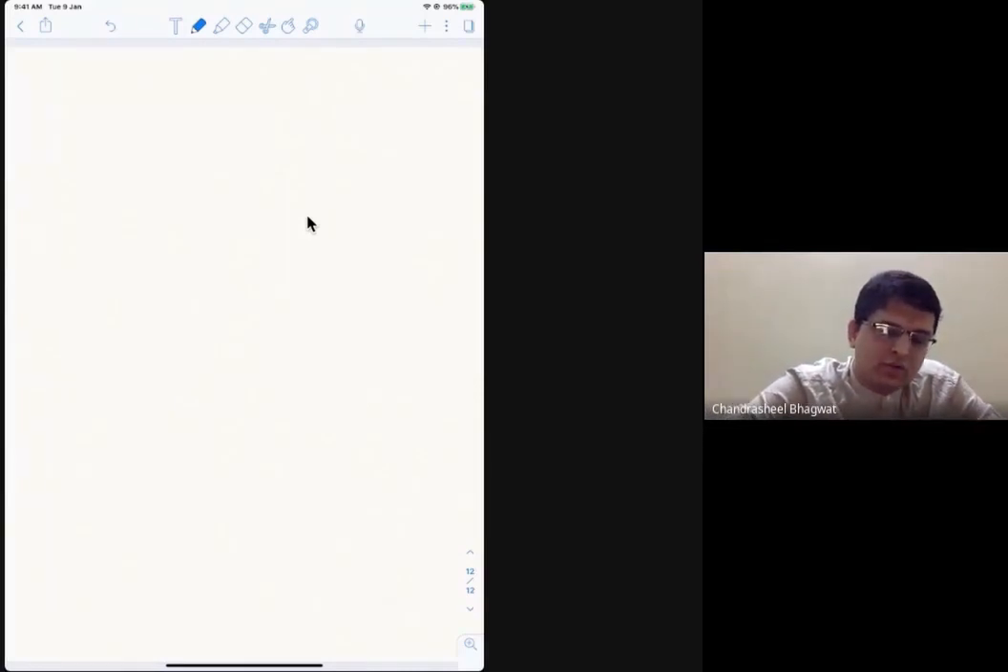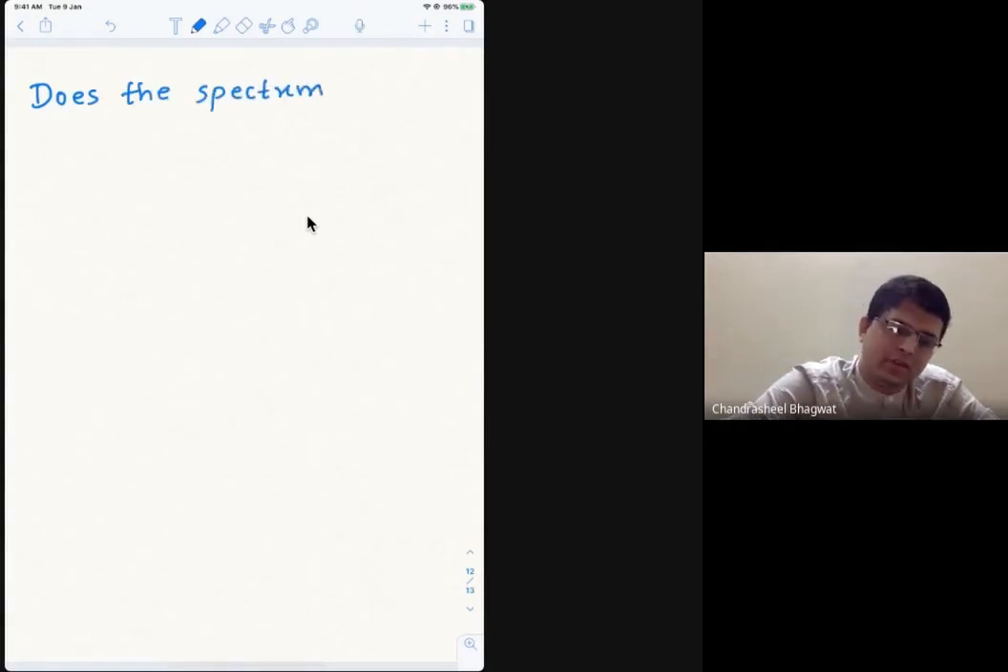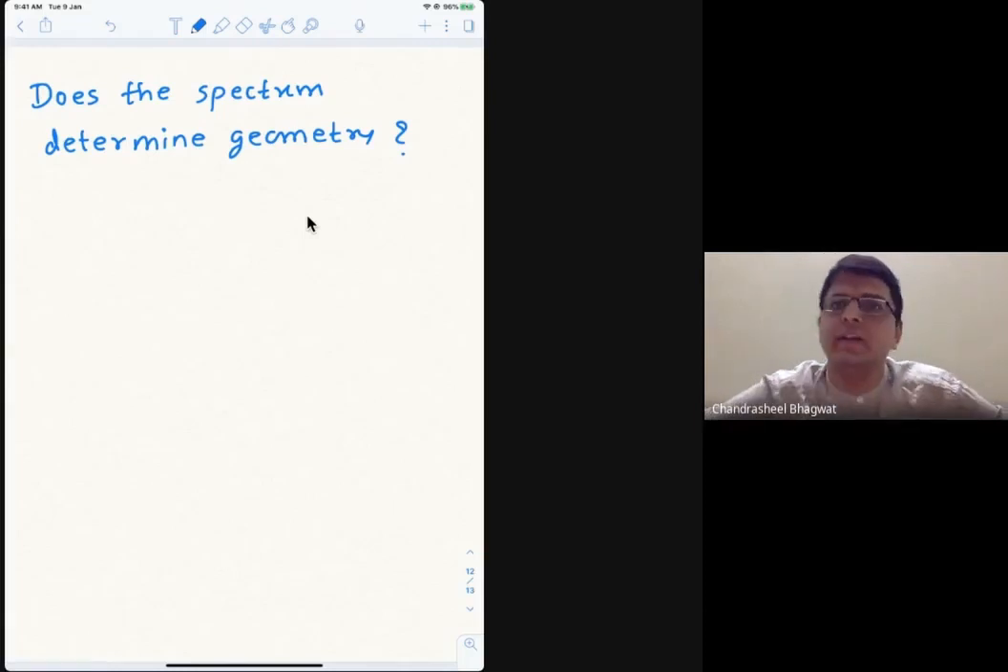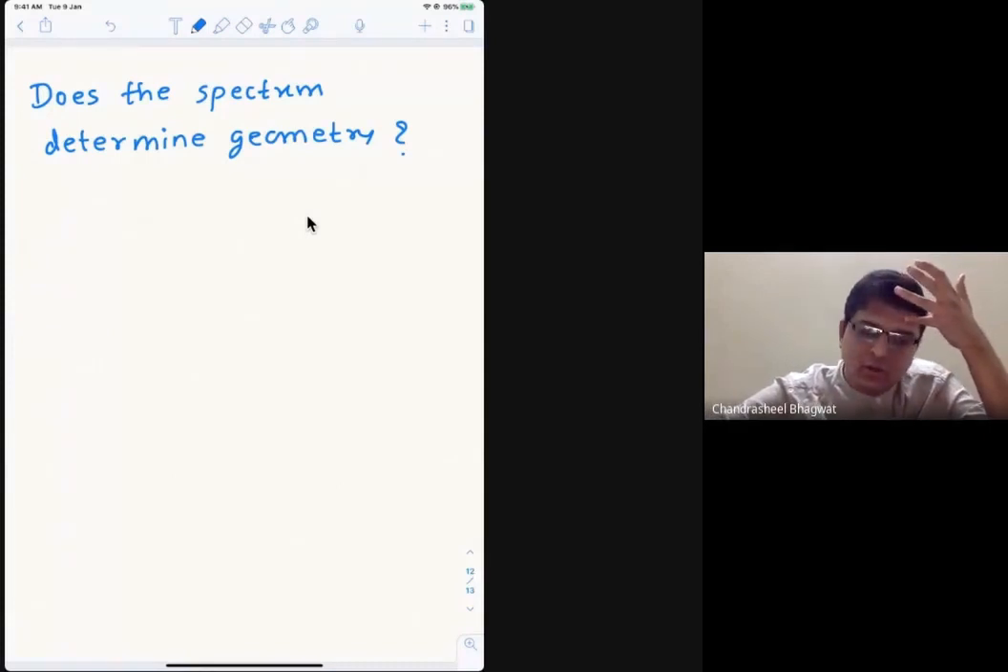So what we are going to do is ask a question: does the spectrum determine geometry completely? I'll just say geometry. This question can be asked in a lot of refined and different ways. I'll just put a loose question here and then talk about refinements. So what is the theme here?